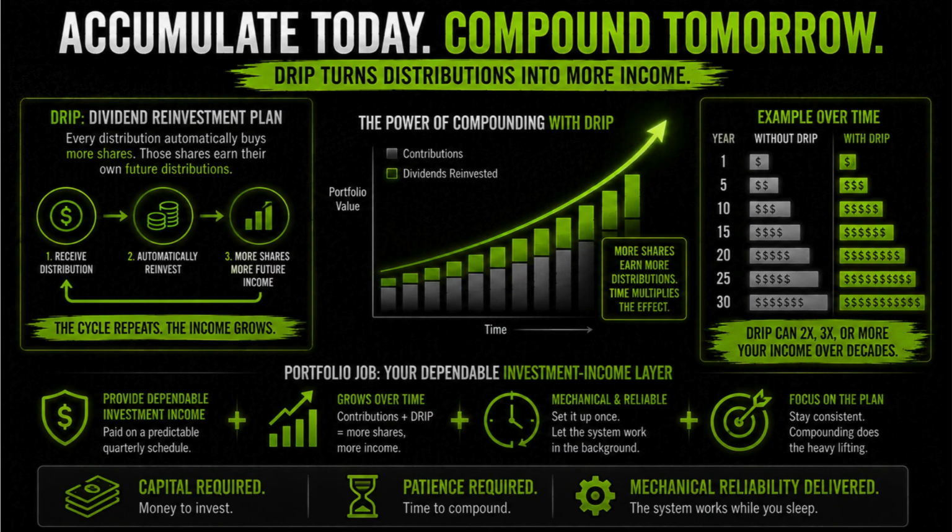During the accumulation phase, enable DRIP, which is your dividend reinvestment plan. Every distribution automatically purchases additional shares. Those shares earn their own future distributions. The compounding is real and works regardless of the quarterly schedule. What is the job of this in the portfolio? It's to provide a dependable investment income layer that grows as contributions and DRIP compound over time. Capital is required, patience is required, mechanical reliability is delivered.